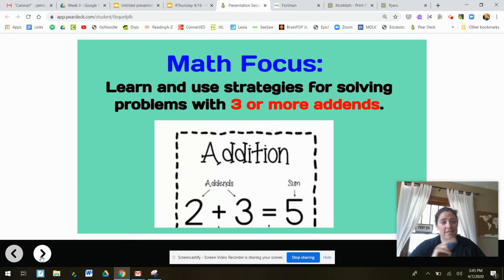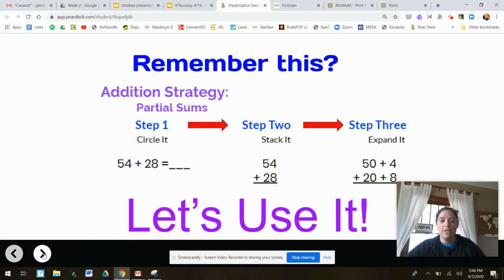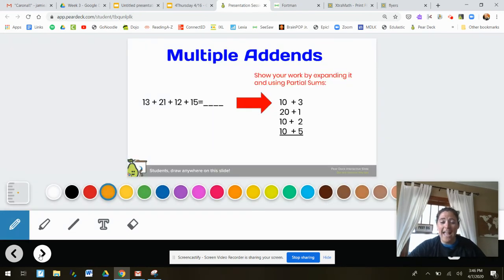If you didn't guess, today we're going to be working on using strategies for solving problems with 3 or more addends, okay? The 2 and the 3 are the addends, and the 5 is the sum, okay? So hopefully you remember this strategy. You guys have been rocking it. Partial sums, where we take numbers and break them up into parts. So we broke the 54 up into 50 and 4, and 28 into 20 and 8. We broke it up into parts, and then we're going to use that to add, okay? We're going to use this for addends, all right?